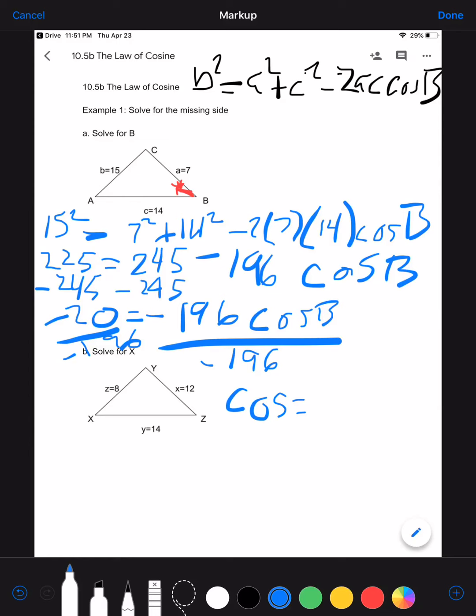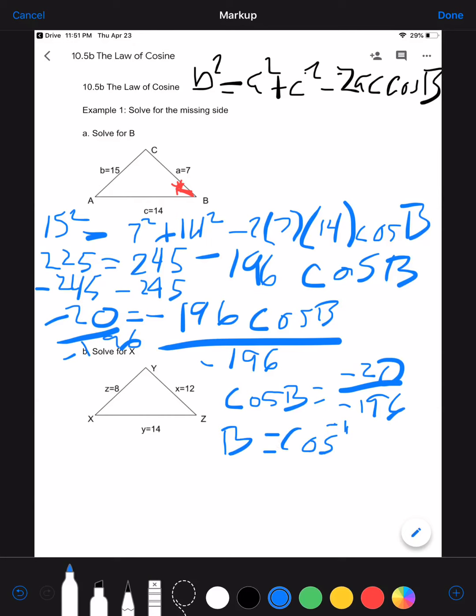actually I take that back. We're going to do cosine B, because I forgot the B earlier, equals negative 20 divided by negative 196. And then we're going to take the inverse of that. So cosine inverse. So again, to do the inverse, we're going to do second cosine. Then we'll do negative 20 divided by negative 196 equals, so B is equal to 84.14. Okay? So that's our angle.